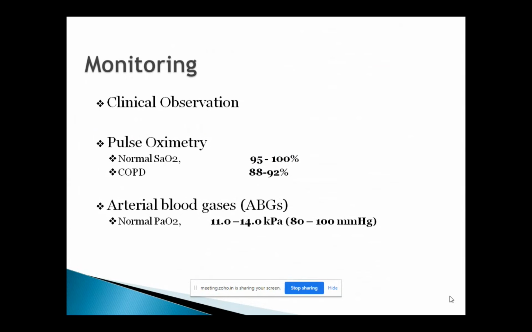But arterial blood gas is also important, because it will tell you what type of respiratory failure the patient is in, whether they are in type 1 respiratory failure or type 2 respiratory failure.